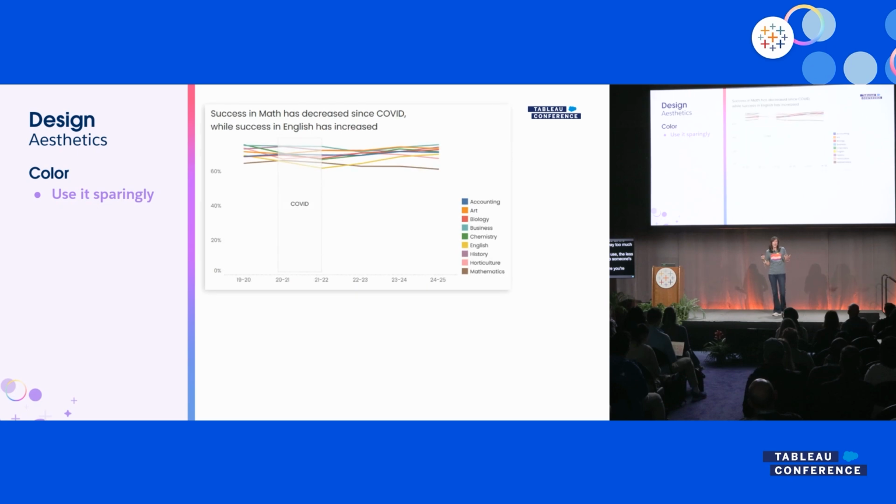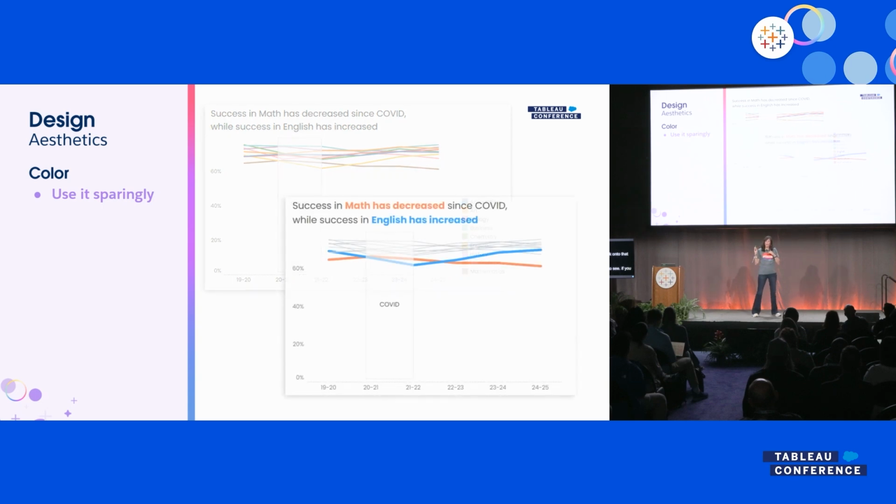So this is an example of a chart I probably would have made when I first started at MiraCosta. This kind of colorful spaghetti chart showing course success rates over time in different subjects before and after COVID. And I've told the user what the story is in the title. I have said, success in math has decreased since COVID while success in English has increased. That is really hard to find in that chart because there's too much color, right? You have to find, okay, which one is English in the legend? It's yellow. Where's math? It's brown. Then I've got to map it back onto that colorful spaghetti. It's really hard. That's not a quick thing to see.